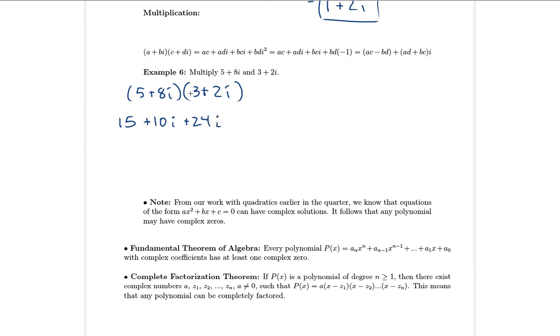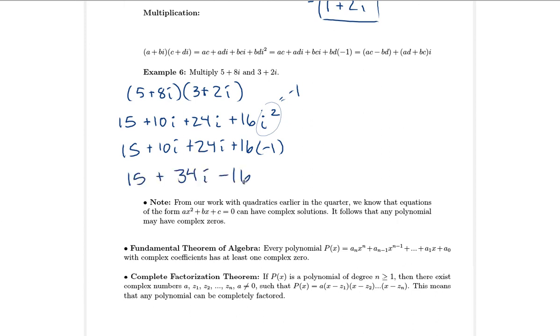24i. And then last, that would be plus 16, but it would be i squared, right? Okay, so 16i squared. Remember, i squared is supposed to equal -1. So this is going to be 15 plus 10i plus 24i plus 16 times -1. Oh, sorry, that's a 15, isn't it? 15, there we go. So it's 15 plus, we can combine these, 34i minus 16, and then I can combine my 15 and minus 16 to make -1 plus 34i. So you're just foiling, but if you see an i squared, you turn it into -1.